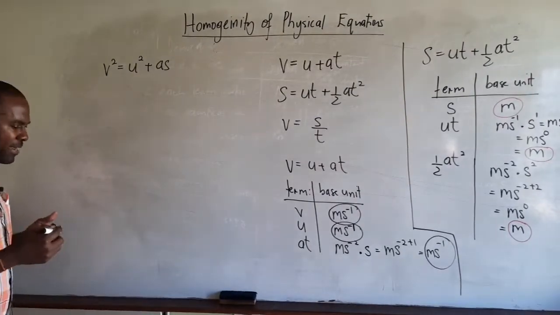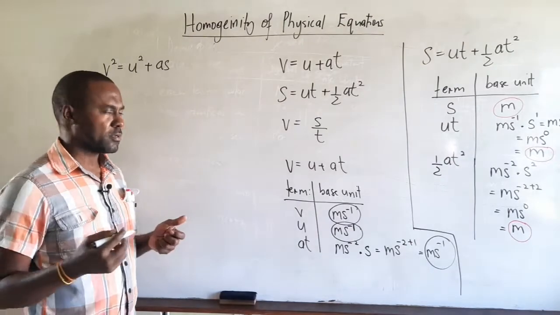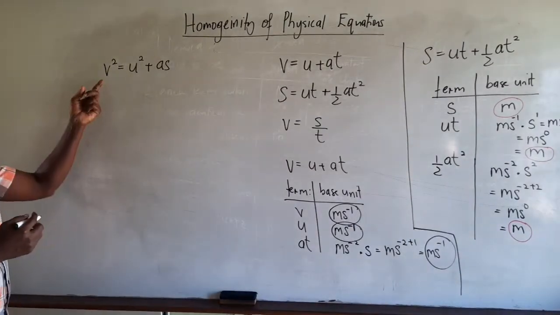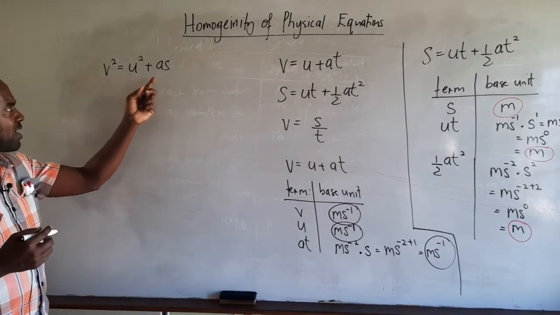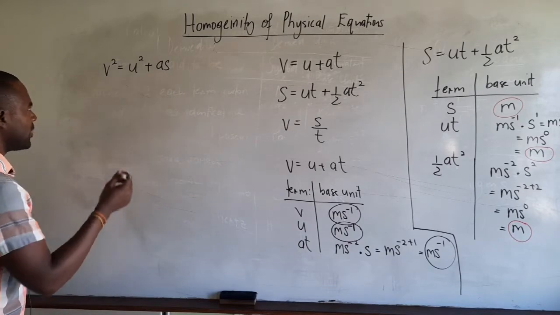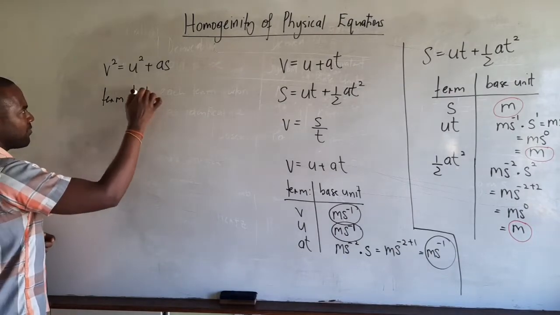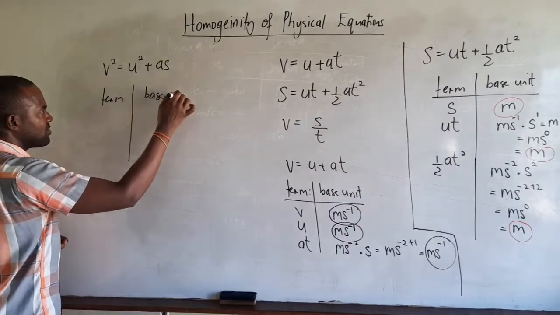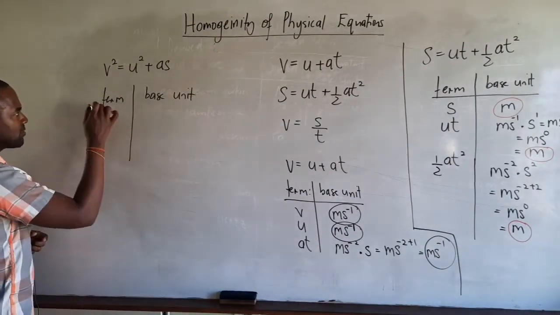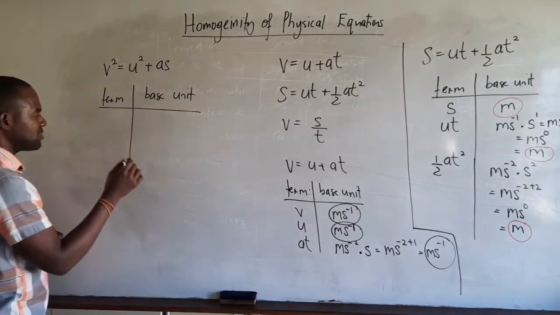So again, we start by identifying the terms in the equation. And there are three terms: v squared, u squared, and as. So we'll draw up a little table for the terms and for the respective base units. All right? So the first term is v squared.